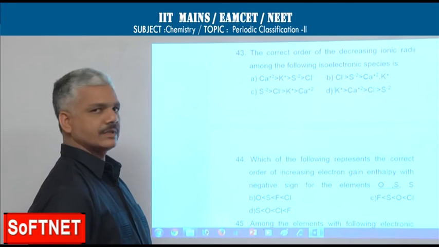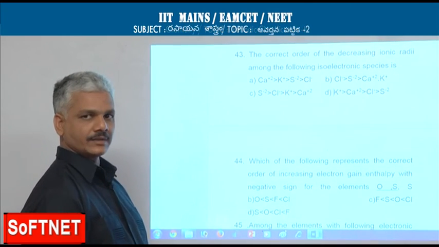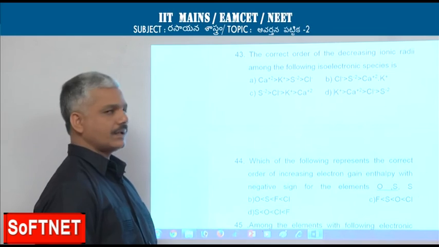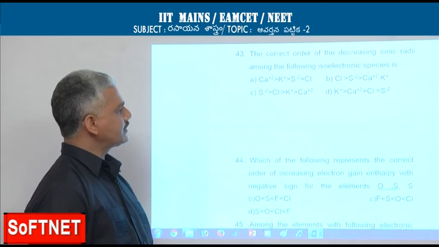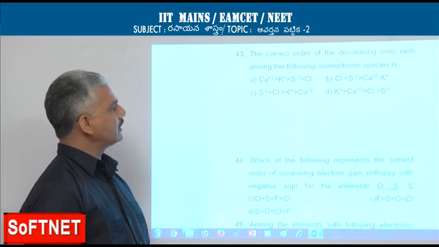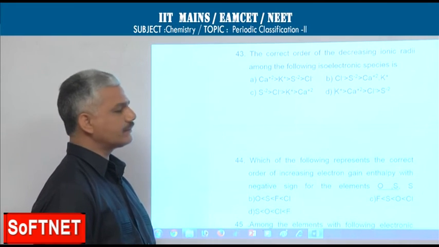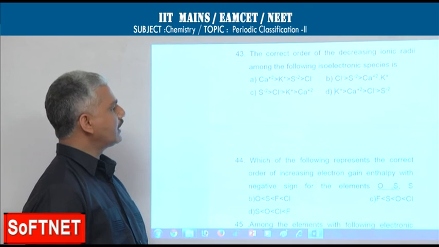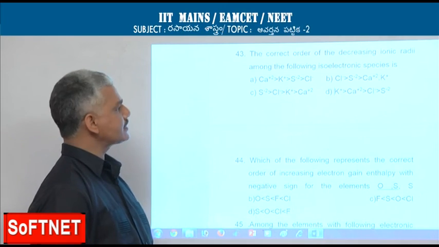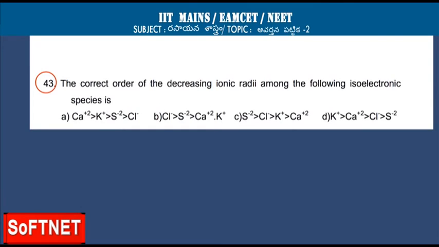This question is based on the ionic radii. The concept is, cations with a larger magnitude of positive charge will have the lower ionic radius, whereas anions with a higher magnitude of negative charge will have higher ionic radius. So, applying that concept, we can take the third option as the correct option, S2- > Cl- > K+ > Ca2+.